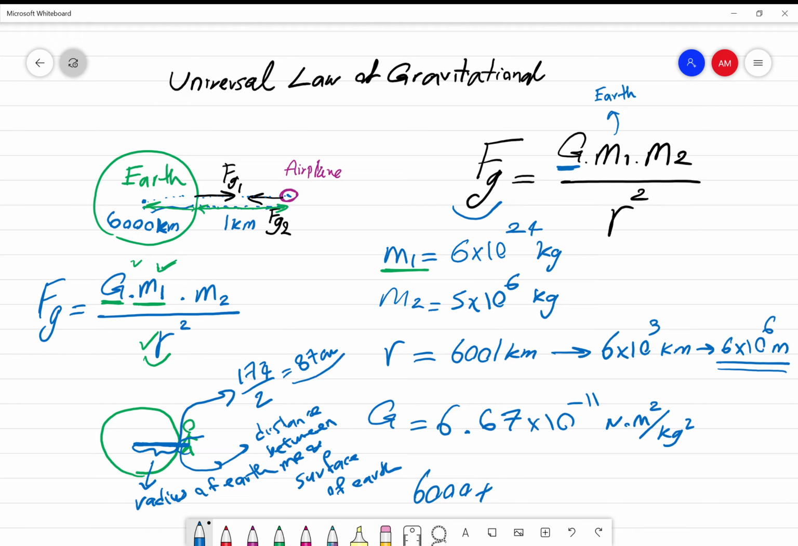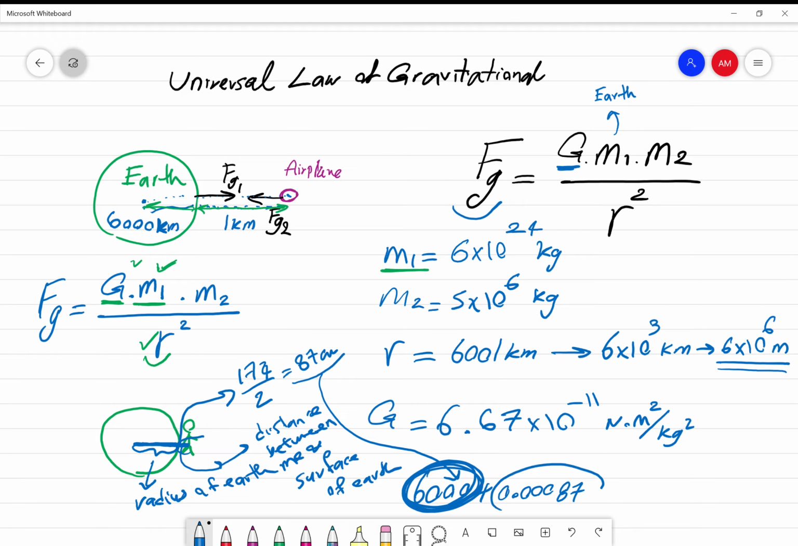And I have to convert centimeter to kilometer, so it's 6,000 kilometer plus 0.000, and that's for meter, and then another 87. So the point is, the distance between Earth and any object, airplane, your body, the book, the laptop, any objects that we can imagine, the distance between Earth and that object is roughly equal to the radius of Earth.